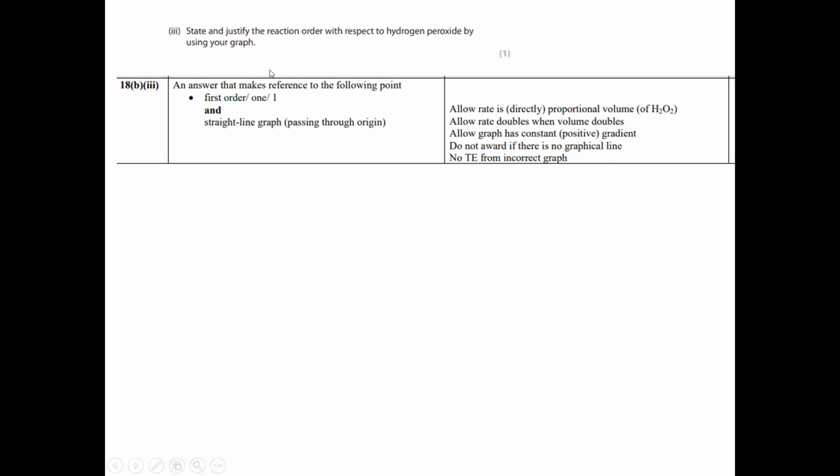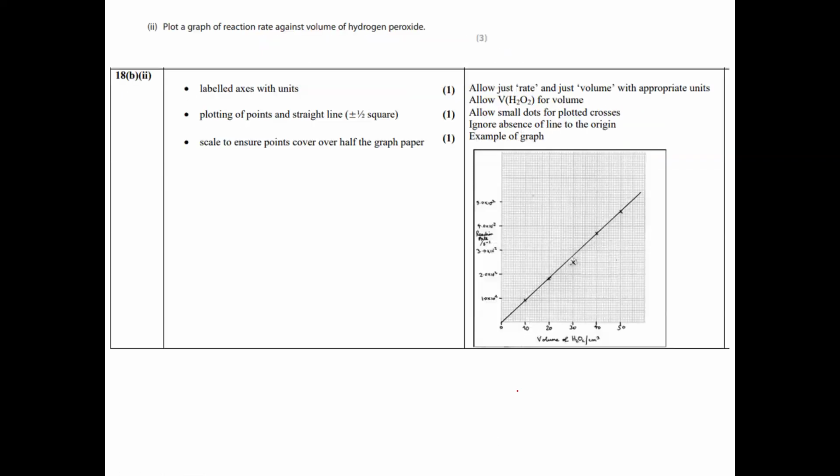State and justify the reaction order with respect to hydrogen peroxide using a graph. So I can see this is a y equals mx graph. What is y? Rate. m means a constant. x means volume, which is directly proportional to concentration.